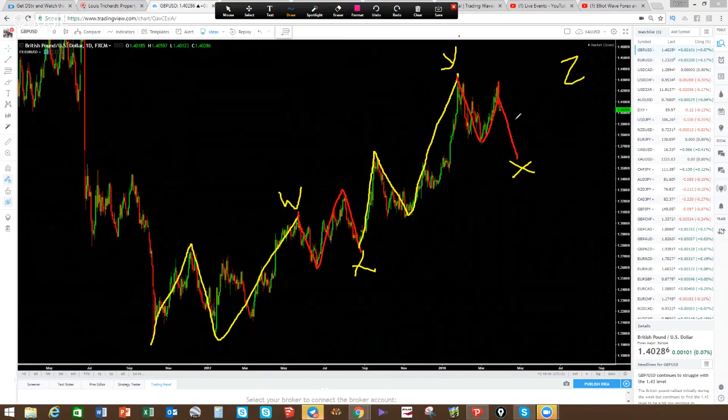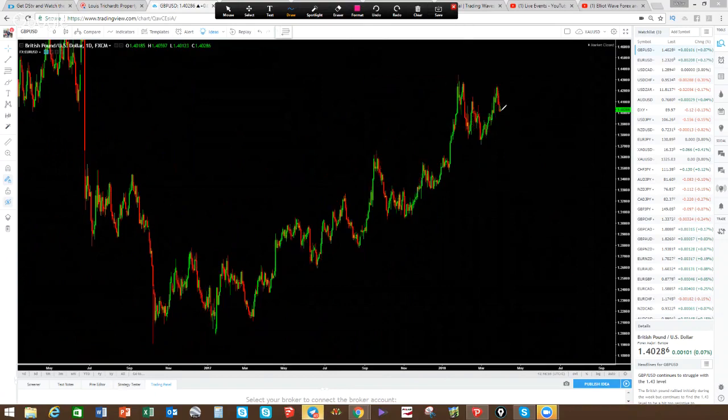I went into the 1 hour first because I understood what was happening in the higher time frame. So that's what you're going to be waiting for. You look for smaller corrections in the lower time frame. That's pound US dollar, US dollar CAD.